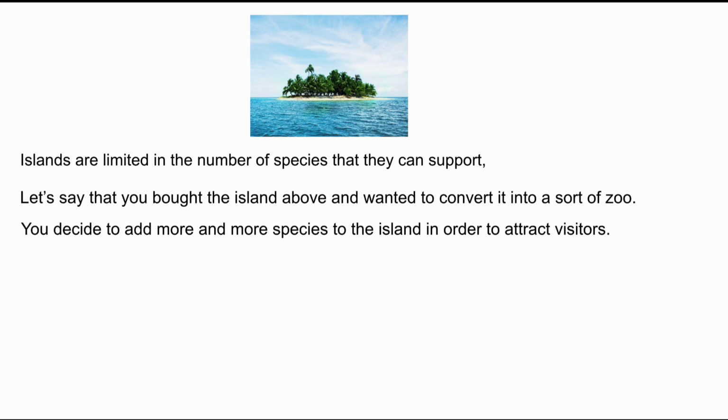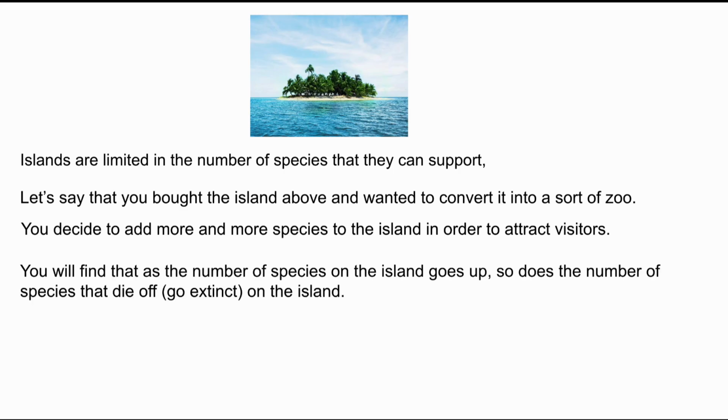What a great idea. And then you say, well, gosh, these people are not coming in this as much anymore because they've already seen these species. I'm going to bring some new species to my island. So you start bringing other species. Here's what you're going to find.